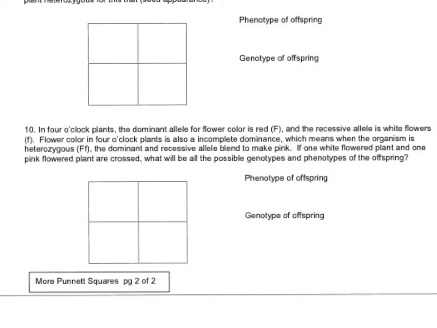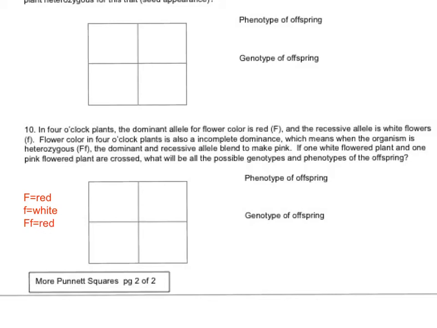So the key for this is going to look a little bit different. It tells us that big F equals red and little f equals white, which is kind of a basic one that you've already been doing, but here's where it gets more complicated.